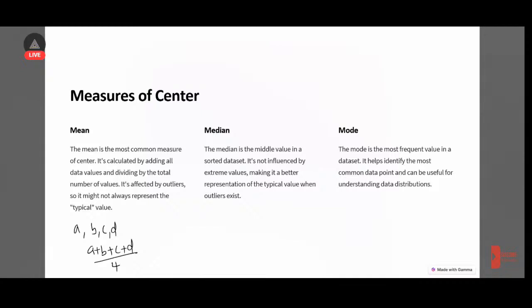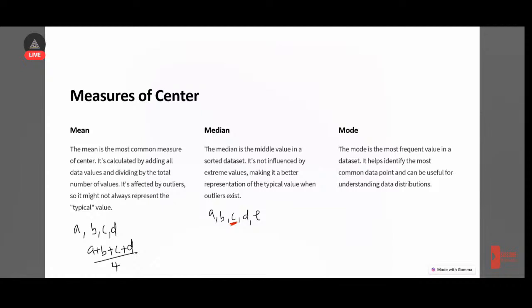Secondly, we have the median. The median is the middle value in a sorted data set. So the first thing you have to do before you use the median is to sort your data set. It can be in decreasing order or in an increasing order. For example, you can have A, B, C, D, E. Then you look for the middle value, which is going to be C, and this is going to be your median.